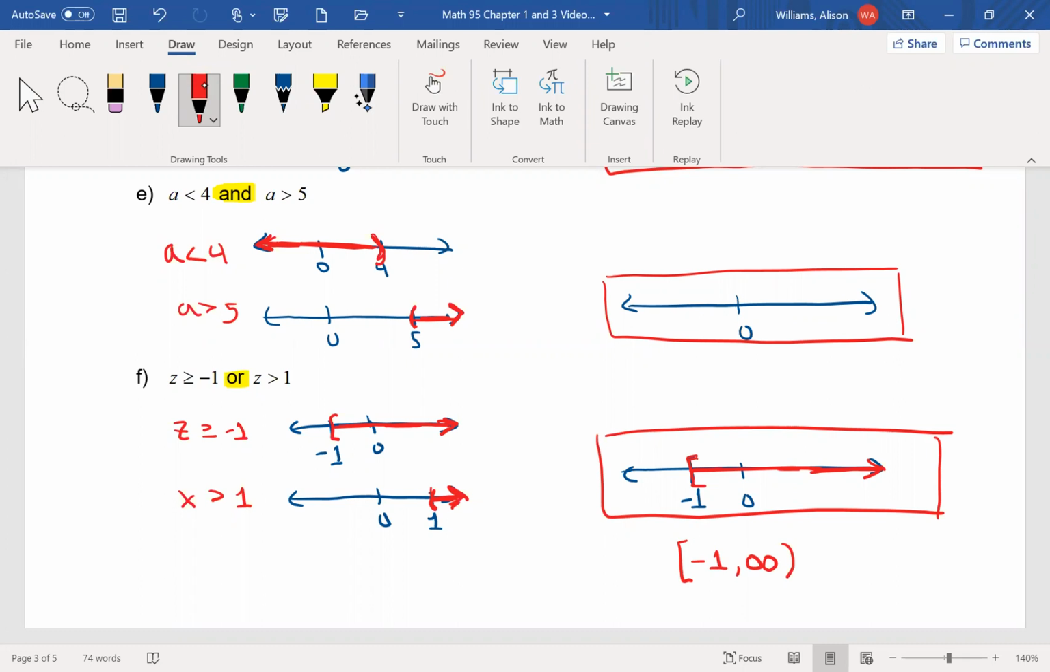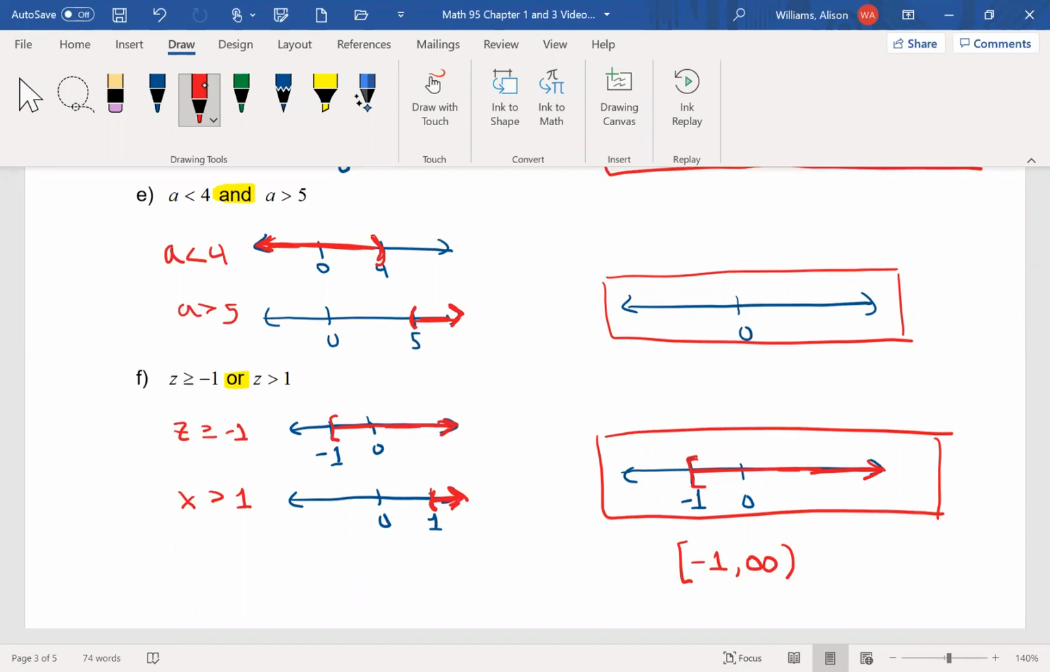Parenthesis means it's not included. And since infinity is not a number, it will never have a bracket. We can't ever include infinity. You can't include the number infinity. There is no number infinity. Okay, so that's the idea behind interval notation.